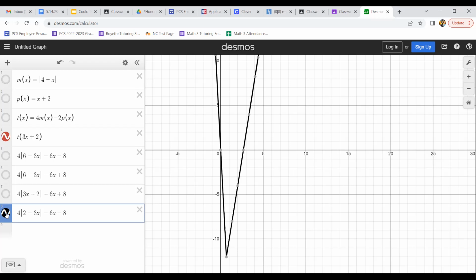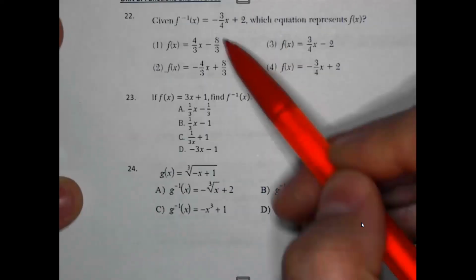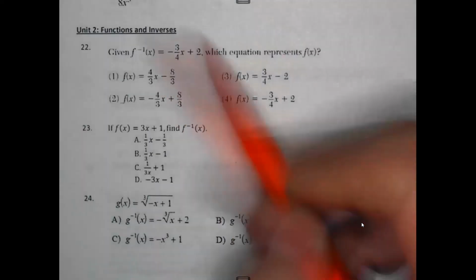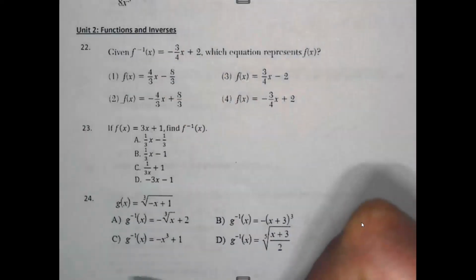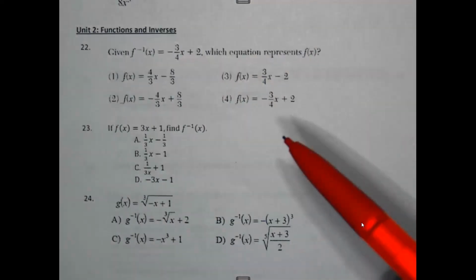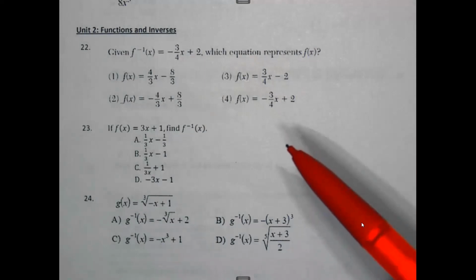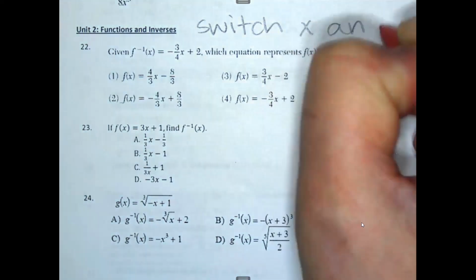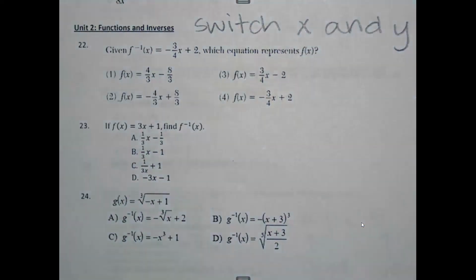And with this unit, you might be mad once you realize how much easier these inverse problems are using Desmos. So this problem says, here's the inverse function. What was the original function? So does anyone remember there's one very first step you have to do to find an inverse? Yeah, switch the X and Y. Switch X and Y. And then after that was the hard part.